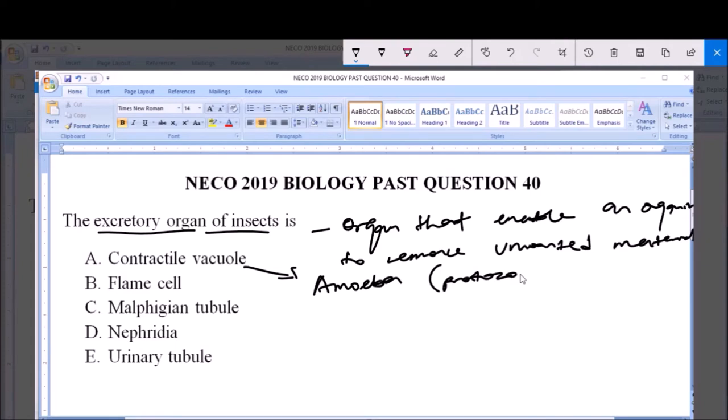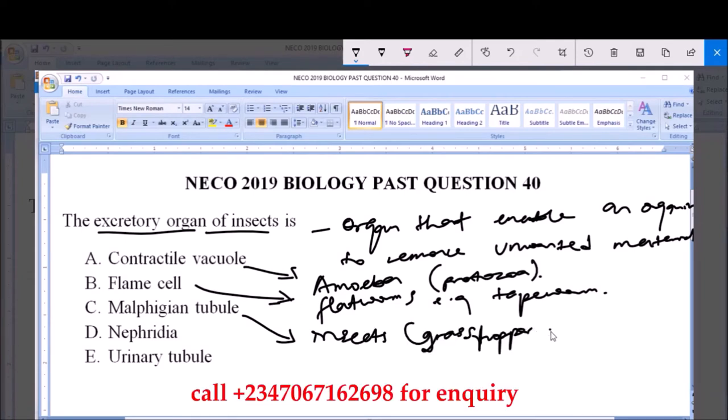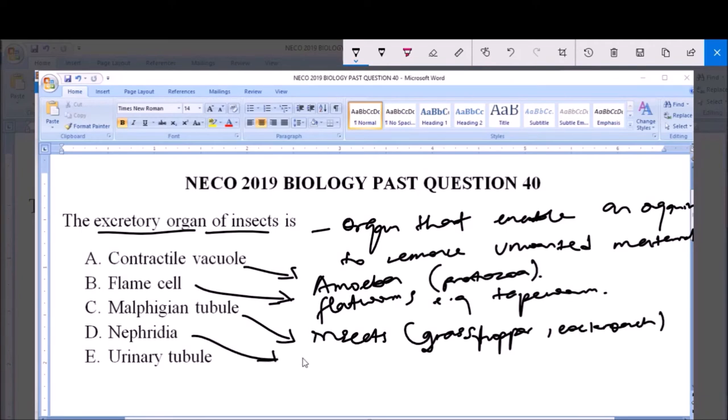Then B says flame cell. Now, flame cell is the excretory organ for flatworms, like the tapeworm. Then C says Malpighian tubule. Now, Malpighian tubule is the excretory organ of insects. Insects like the grasshopper, the cockroach, and so on. Then Nephridia is the excretory organ for earthworm. And urinary tubule is the excretory organ for humans or mammals, higher animals. So the excretory organ of insects is Malpighian tubule, and that is option C.